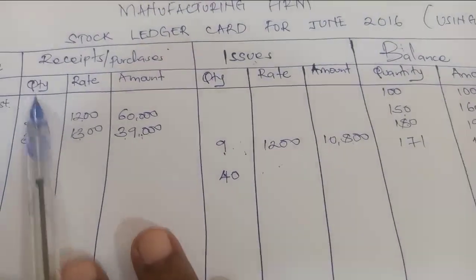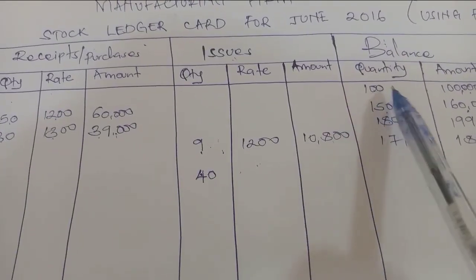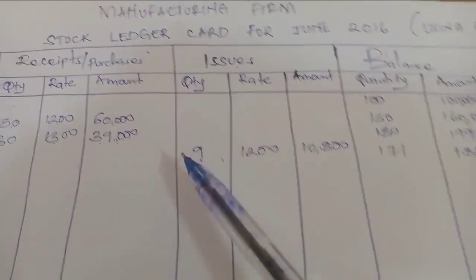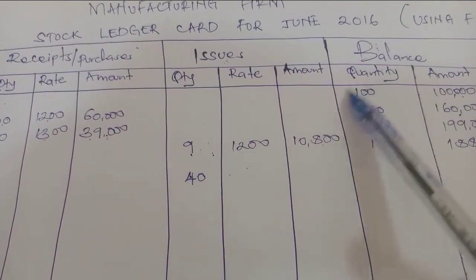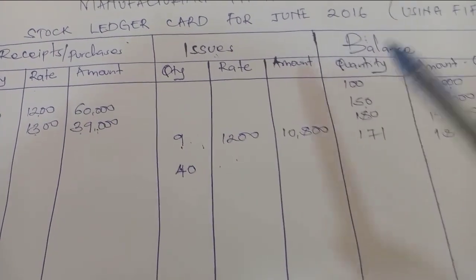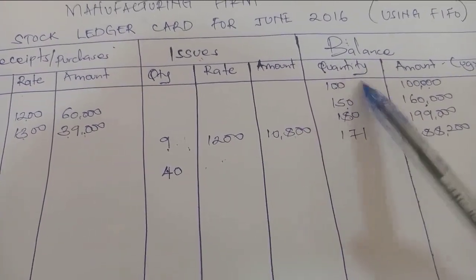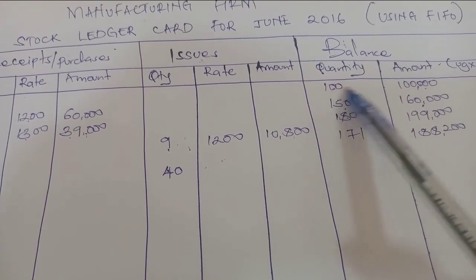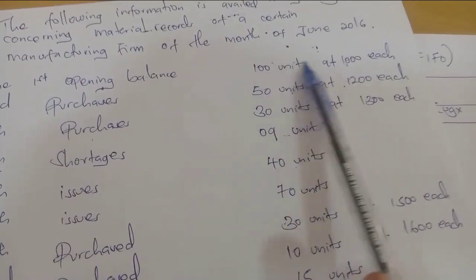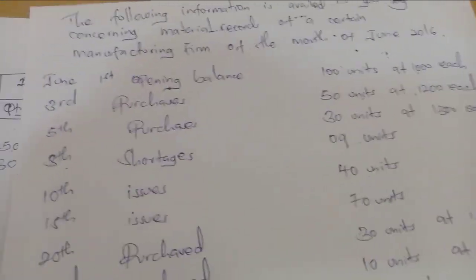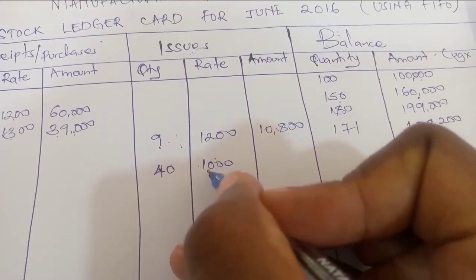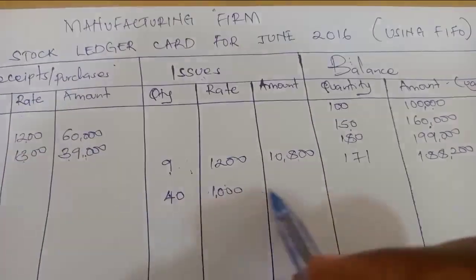So 100 units. So we are going to get this 40 from this 100. So it's what will be issued. What will be issued will be gotten from this balance, the 100. So we are going to use the rate of this 100 units. It was 100 units at 1,000 each. So our rate here is going to be 1,000. So the amount is going to be 40,000.